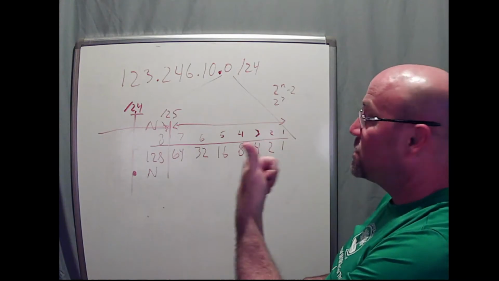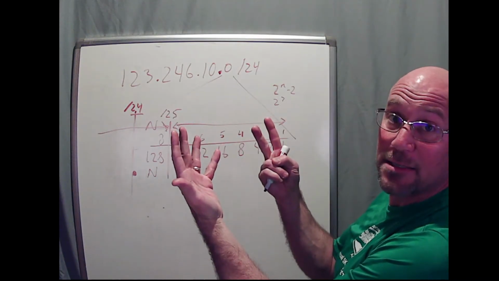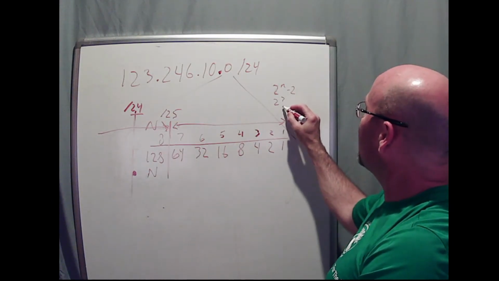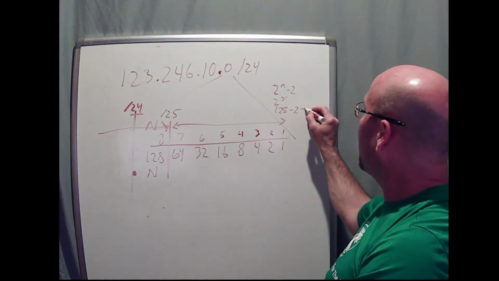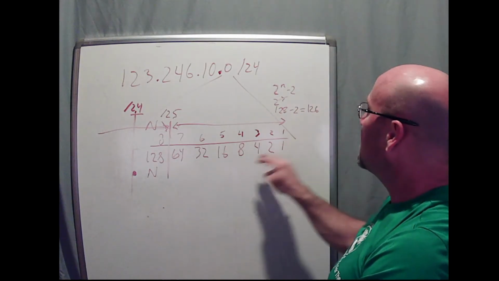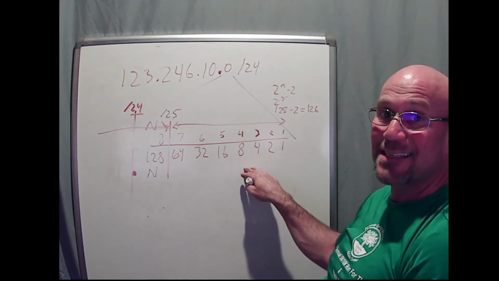Start with 2. 2, 4, 8, 16, 32, 64, 128. So 2 to the 7th power equals 128. 128 minus 2 equals 126. We have 126 addressable IP addresses in this subnet.